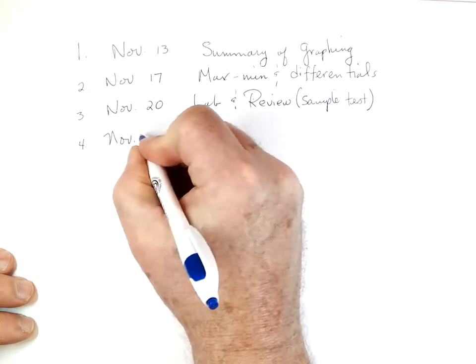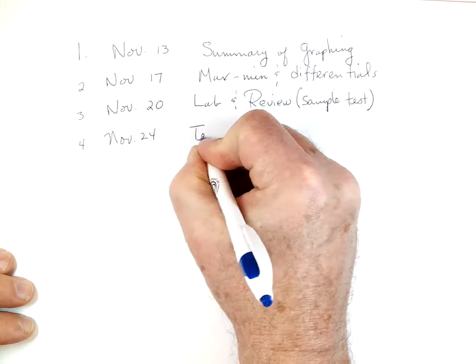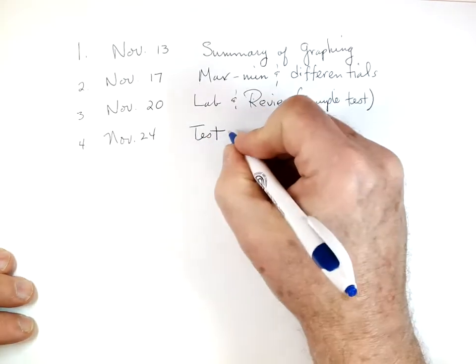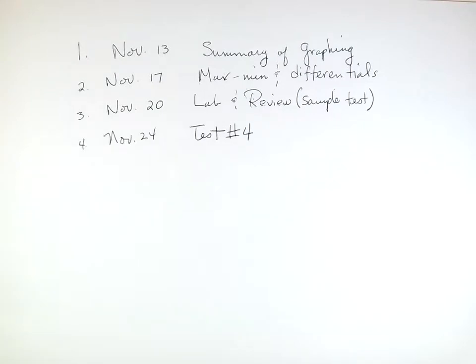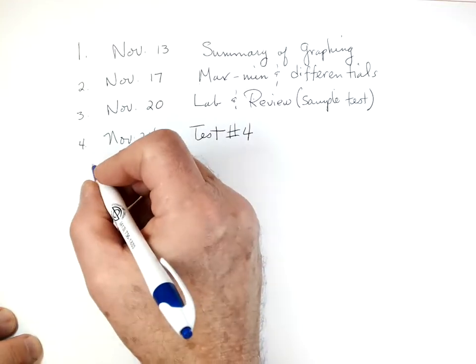November 24th is your test. It's your last test, test number 4. Okay, that's on the Monday of Thanksgiving week. Obviously we don't meet on the Thursday of that week. You'll probably take the test and leave when you're done. Okay. Give us the grades. Yeah, I'll give you the grade and say see you later.